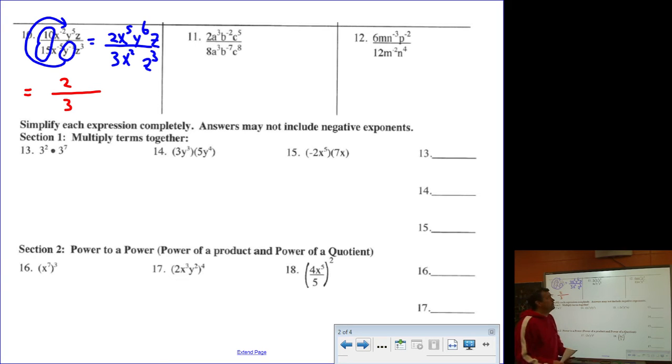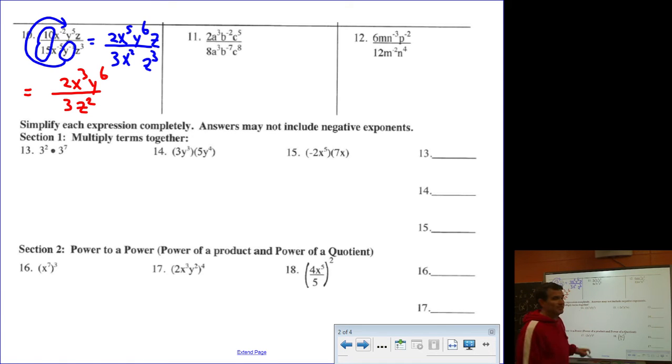The x's have 5 on top and 2 on the bottom, so when I go to cancel them out, I'm left with 3 on top. The y's have 6 on top, and the z's, 1 on top and 3 on the bottom. I go to cancel them out, that's 2 extra z's on the bottom.